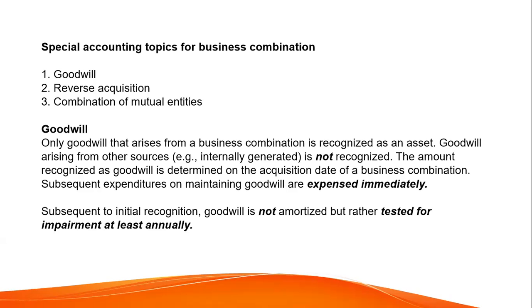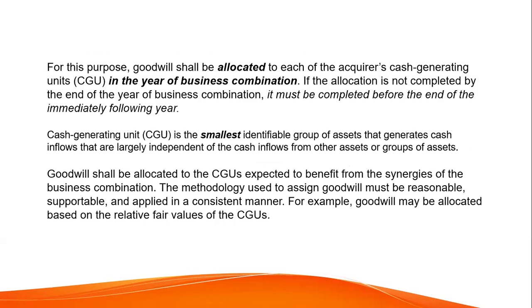For this purpose, goodwill shall be allocated to each of the acquirer's cash-generating units in the year of business combination. If the allocation is not completed by the end of the year of business combination, it must be completed before the end of the immediately following year. So meaning that's 1 year after the year of the business combination.